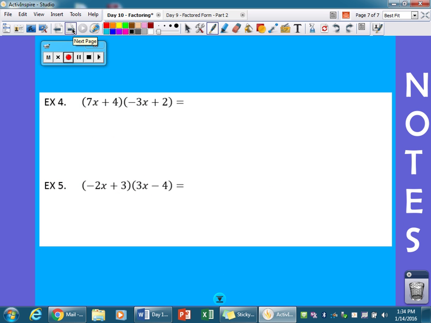All right, example 4. Same idea, but again, it looks a little different. I'm going to try and spell this right this time. Okay, I don't have the boxes anymore for you, just something to remember. You're going to have, again, 4 different parts, and then we're going to combine it into one answer. Okay, 7x times negative 3x. That one's a little harder.